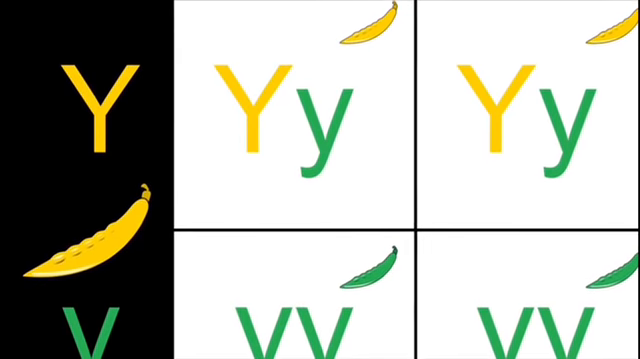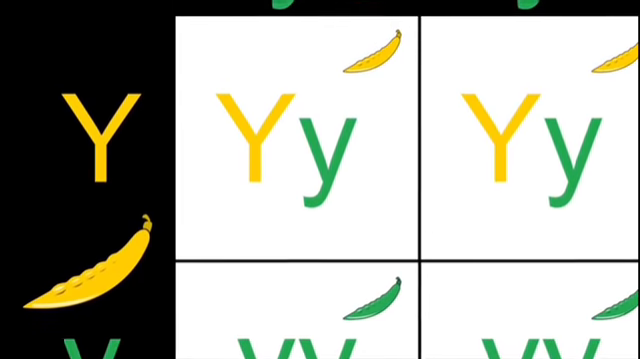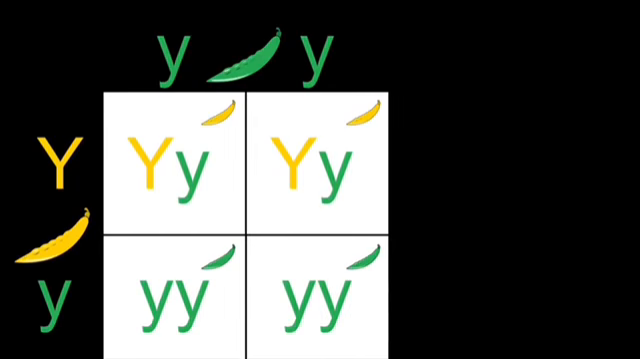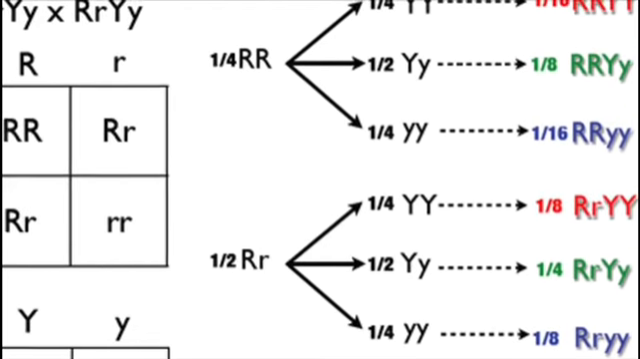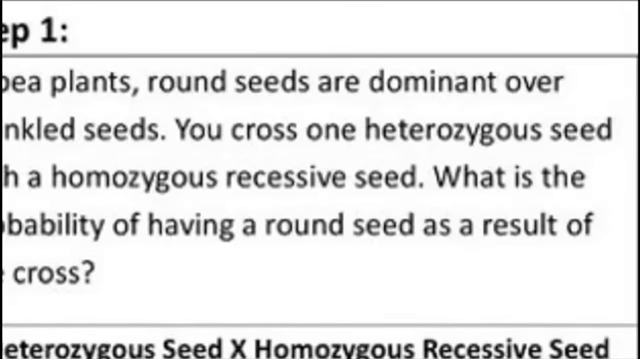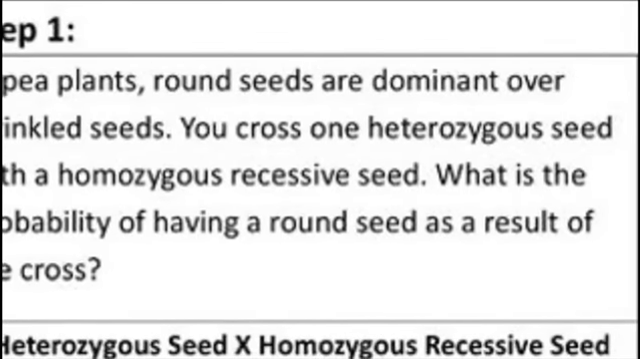Punnett squares use mathematical probability to help predict the genotype and phenotype combinations in genetic processes. The first step is to identify the genotypes that are being crossed. The second step is to draw a Punnett square. The third step is to label the Punnett square.